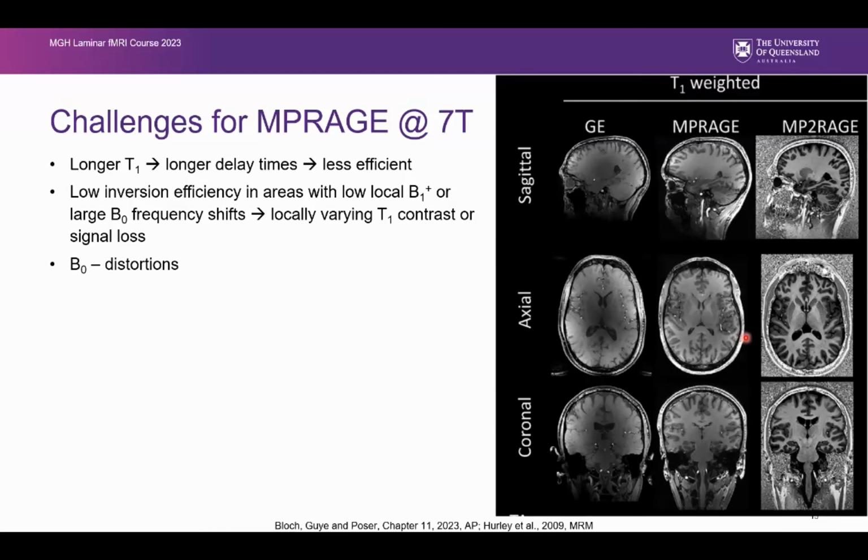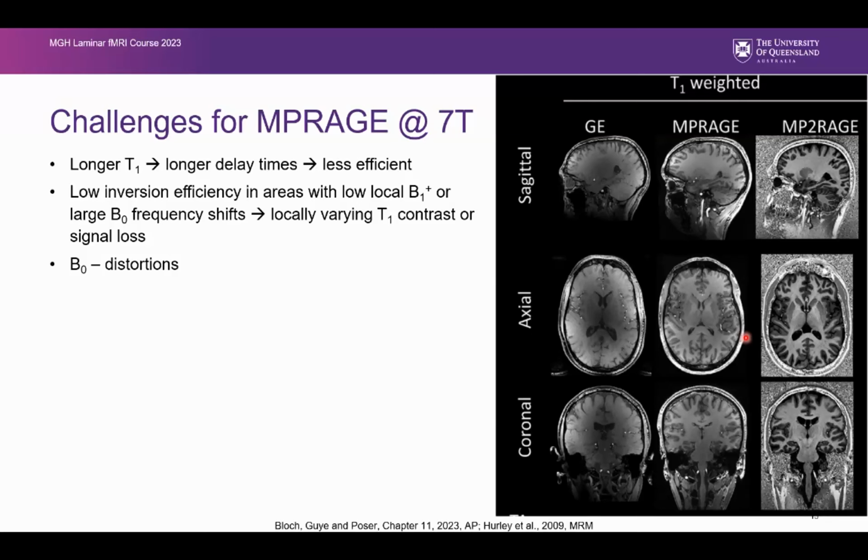And the other one is B0 distortions. I said we have very high bandwidths, nice image quality, but we are also talking about a different spatial scale. So now we want to make decisions about maybe 50 microns, 100 microns, which means now even the tiniest distortions coming in through the readout can play a big role.